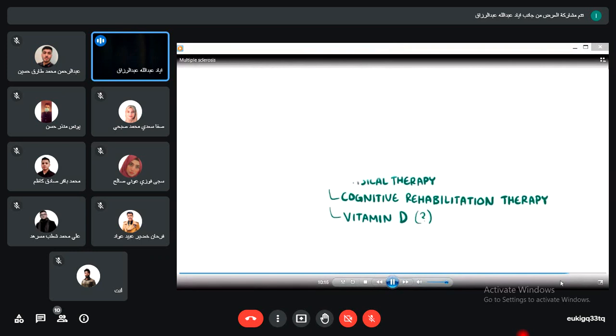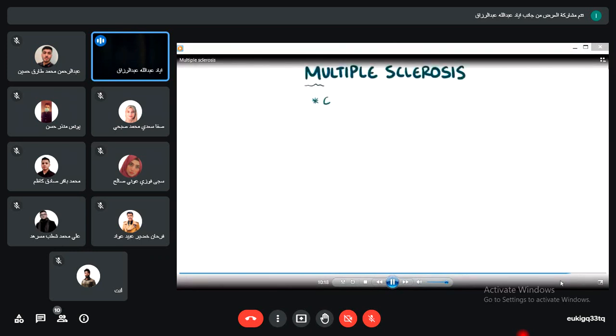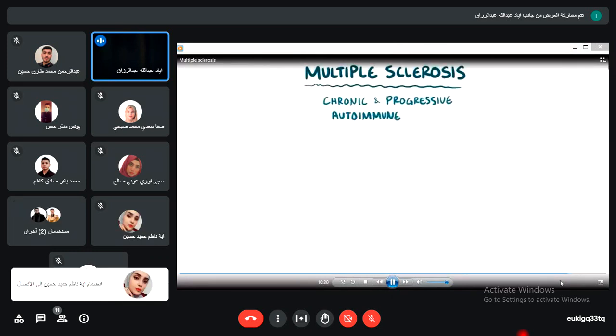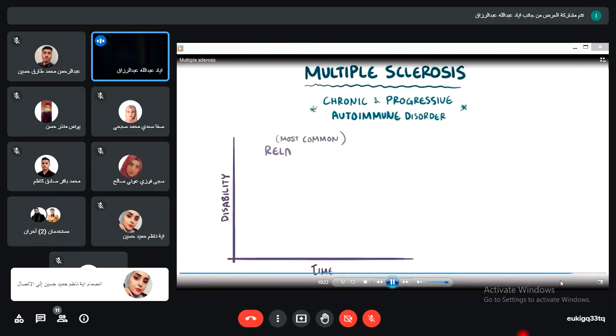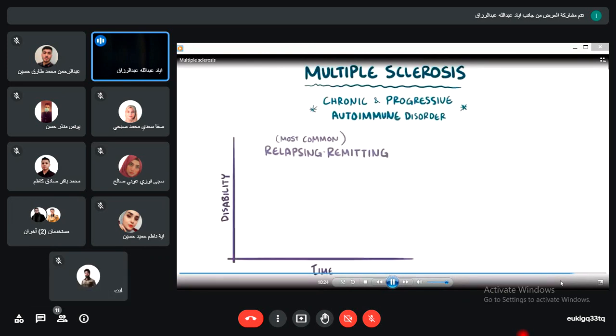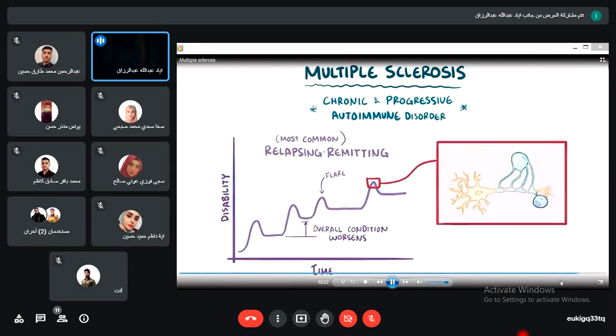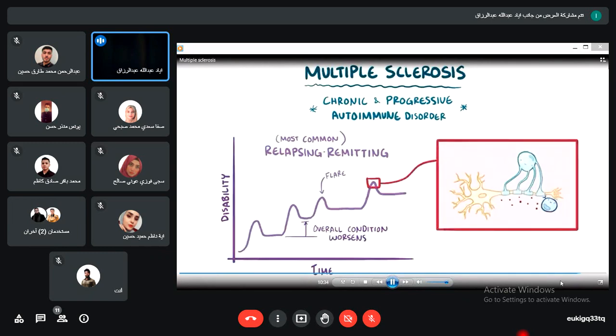All right, as a quick recap, multiple sclerosis is a chronic and progressive autoimmune disorder, and the most common pattern is the relapsing remitting type, where individuals have flares that come and go, with each one slightly worsening their overall condition. During a flare, T cells cause inflammation and damage to oligodendrocytes in the central nervous system, which leaves behind scarred areas of demyelinated neurons called plaques, which causes a variety of symptoms depending on the location.